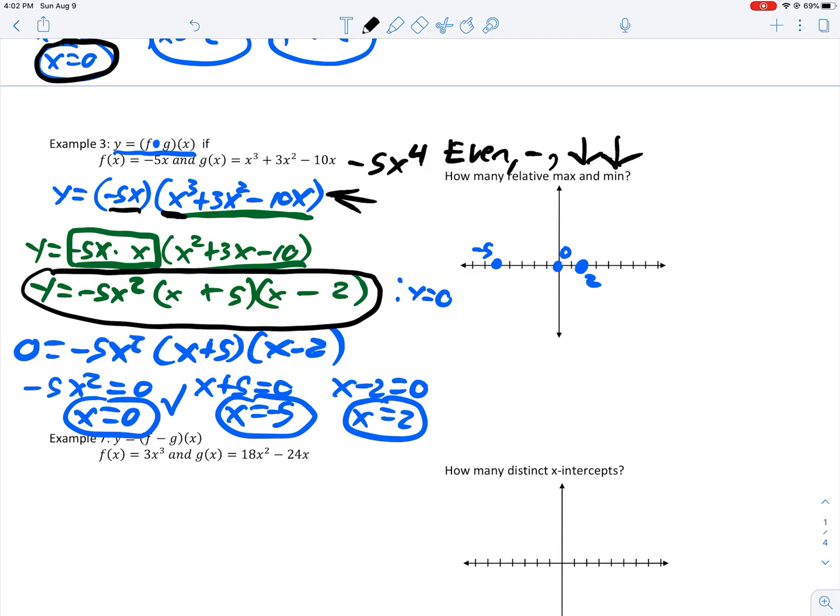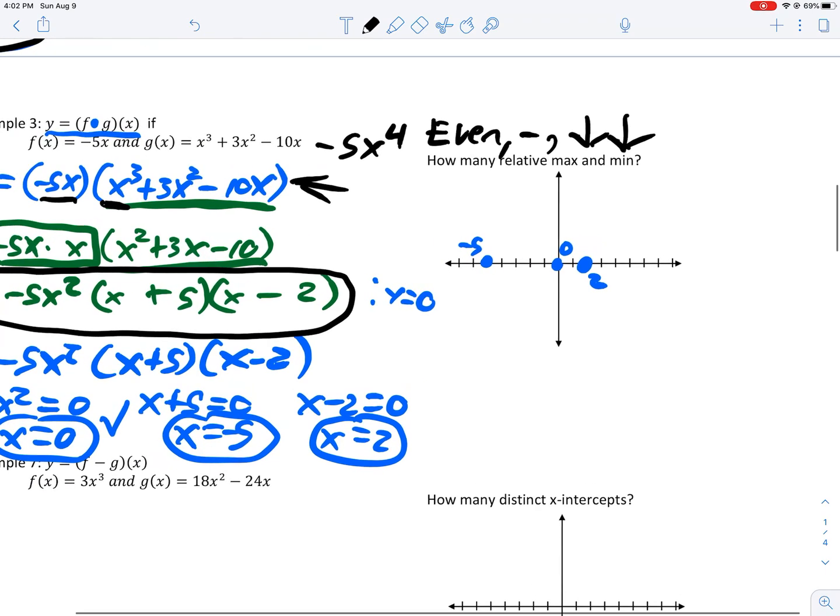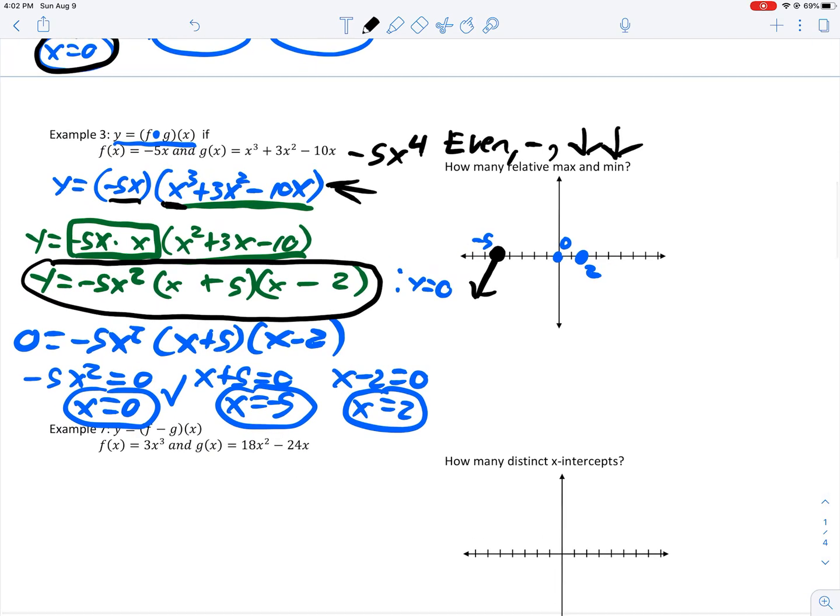So I have everything I need: x-intercepts, y-intercept, and end behavior. So I start here at low, I go to the negative 5. At negative 5, it either bounces off or it passes through. Well, the factor for that 0 is x plus 5. It occurs one time, so I'm going to go through it. Got to get to 0, so curve back to 0.